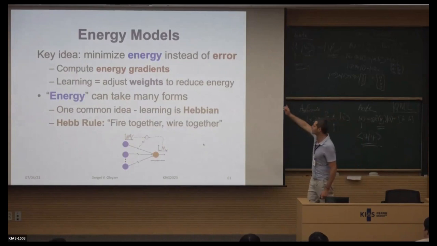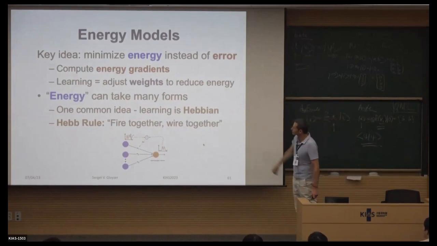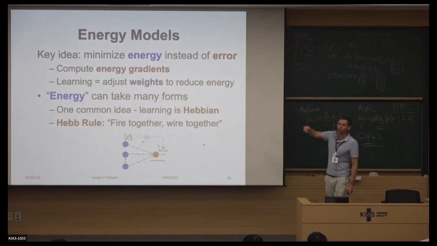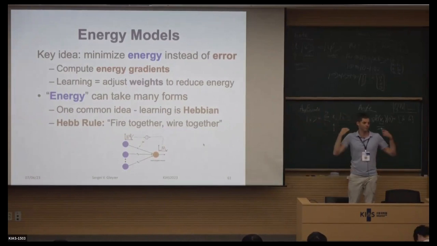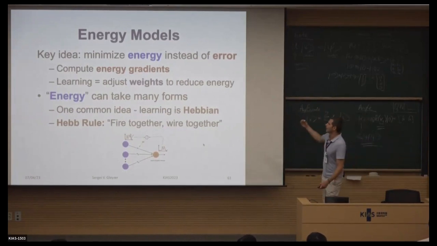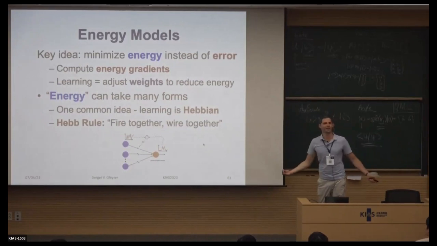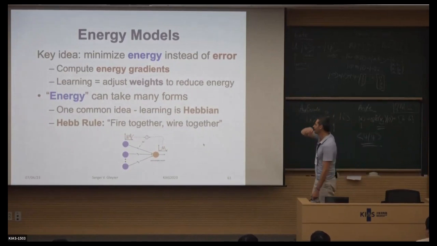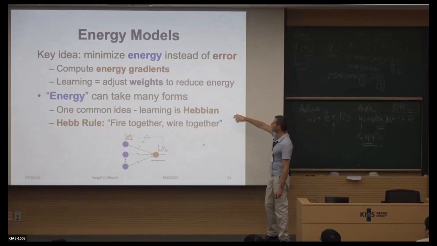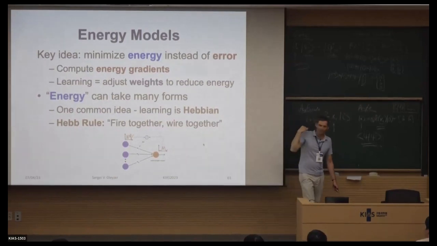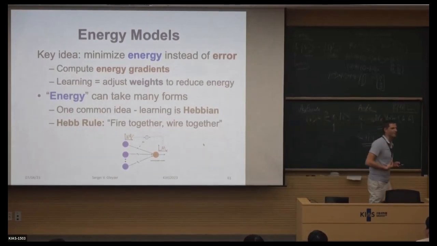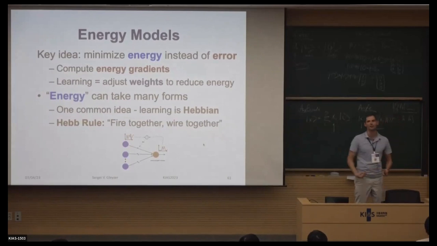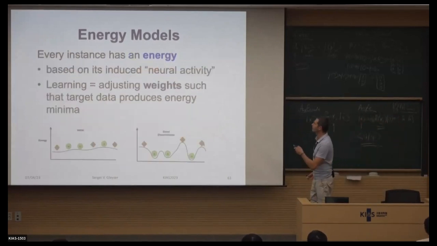So you define your energy, you compute the gradient of the energy, and you adjust the weight to do what? To reduce the energy. Now, you ask, what is energy in this context? Well, it can have many forms. One idea is you can use this Hebbian rule. When things fire together, they wire together. It means they should be connected. You should connect things that are firing together.